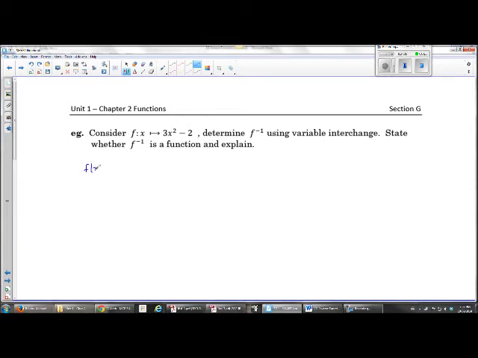So f of x is equal to 3x squared minus 2. That means that y equals 3x squared minus 2. We interchange x and y. That's the variable interchange. So x equals 3y squared minus 2. And now we'll just solve for y. So we add 2 to both sides. Then we'll divide both sides by 3.